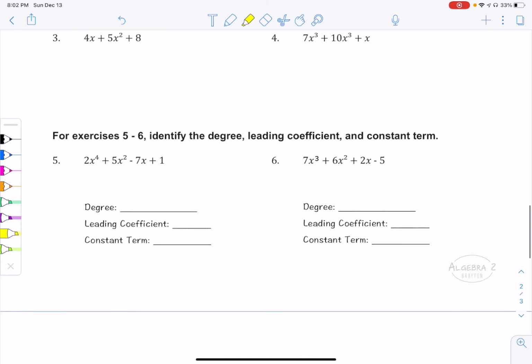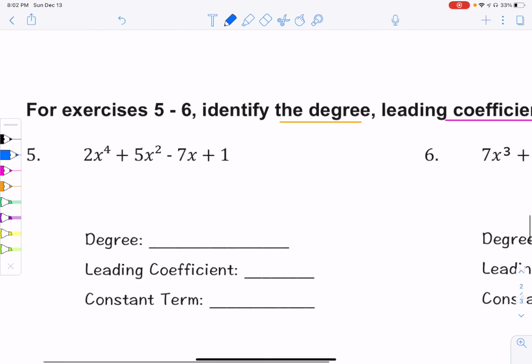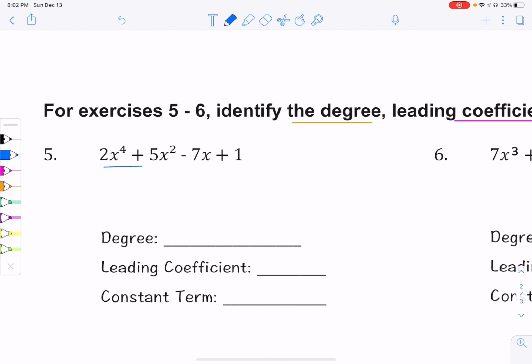And for the last section of the notes, here you just have to identify the degree, the leading coefficient, and the constant term of each function. So just making sure you understand the vocab we went over on the front page. For number 5, this function is already in standard form. We have 2x to the 4th plus 5x squared minus 7x plus 1. The degree of the function is always the largest exponent, which in this case is 4. The leading coefficient is always the term that goes with that. It's the leading coefficient of the term with the largest exponent, so in this case, it's 2.